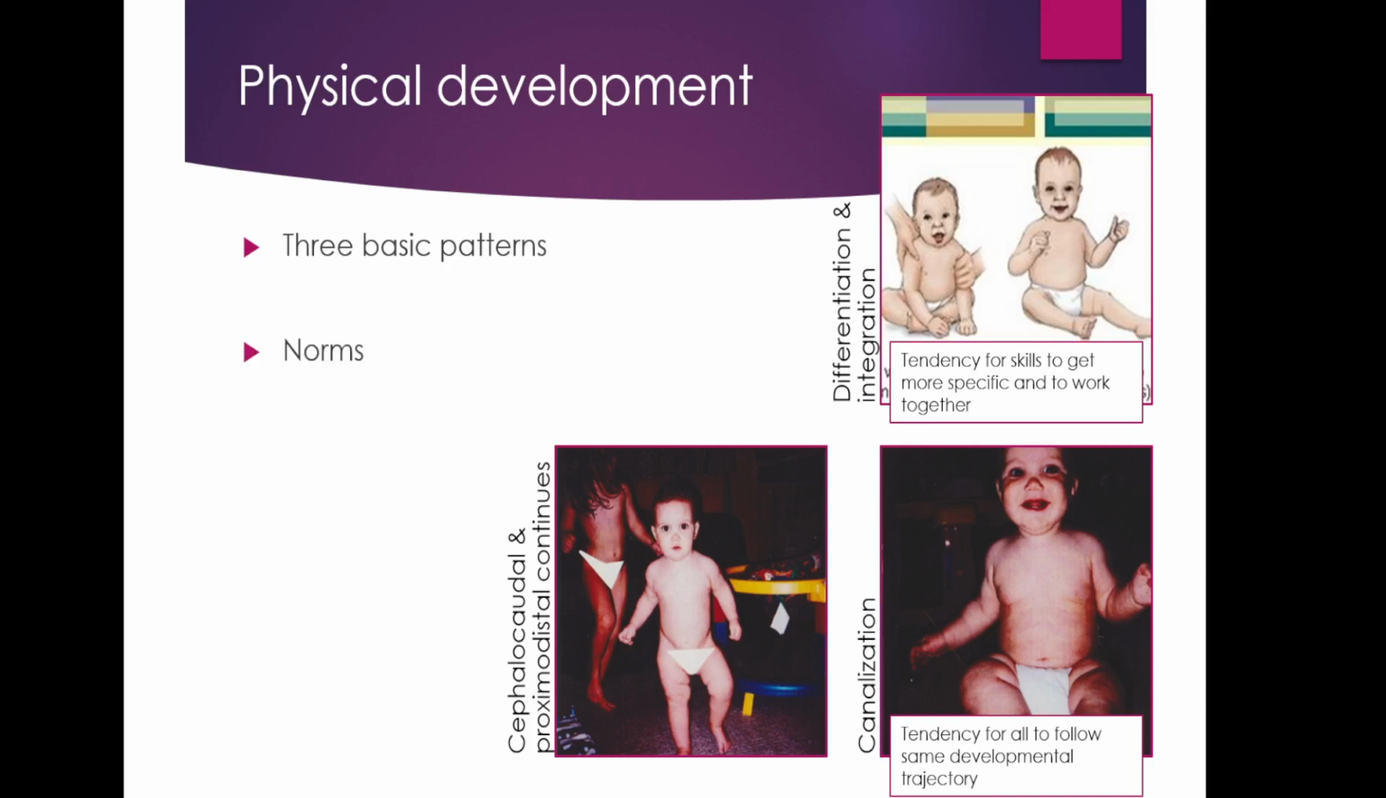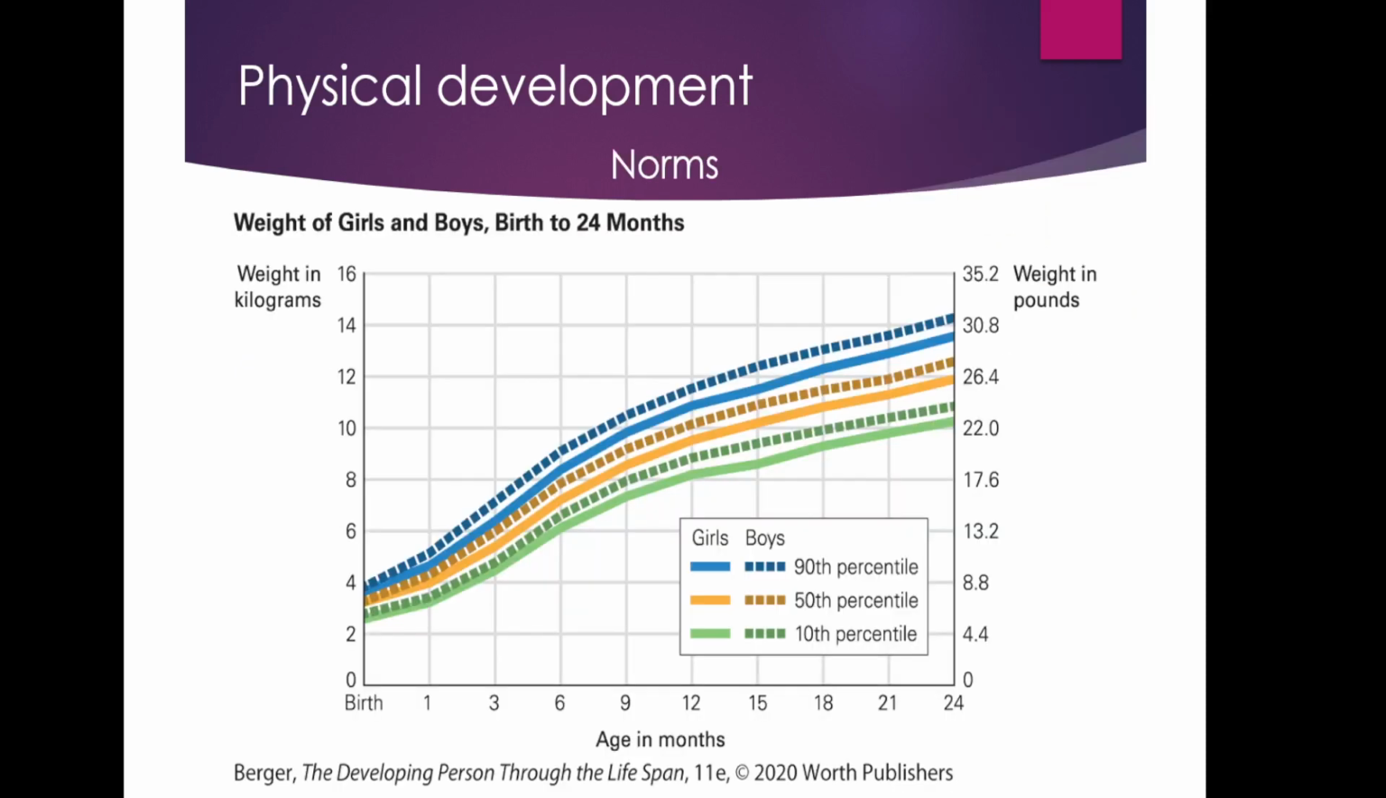Now, I mentioned a second ago the word norms. Norms are very much dependent on canalization, this idea that all the members of the species will follow a basic trajectory. I thought I'd share with you a couple of examples of norms. This one comes out of our current edition of the textbook. So we're seeing norms for weight for boys and for girls.